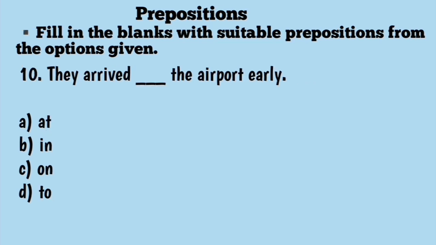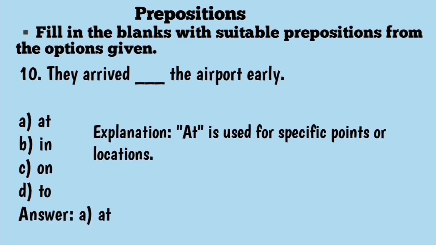Next, they arrived dash the airport early. Option A at, option B in, option C on, option D to. Answer is option A at. At is used for specific points or locations.